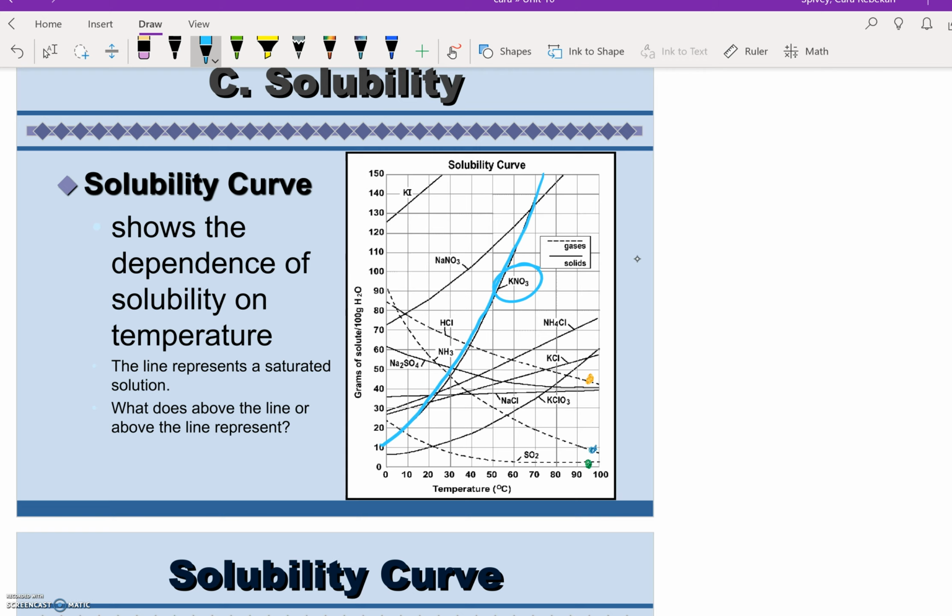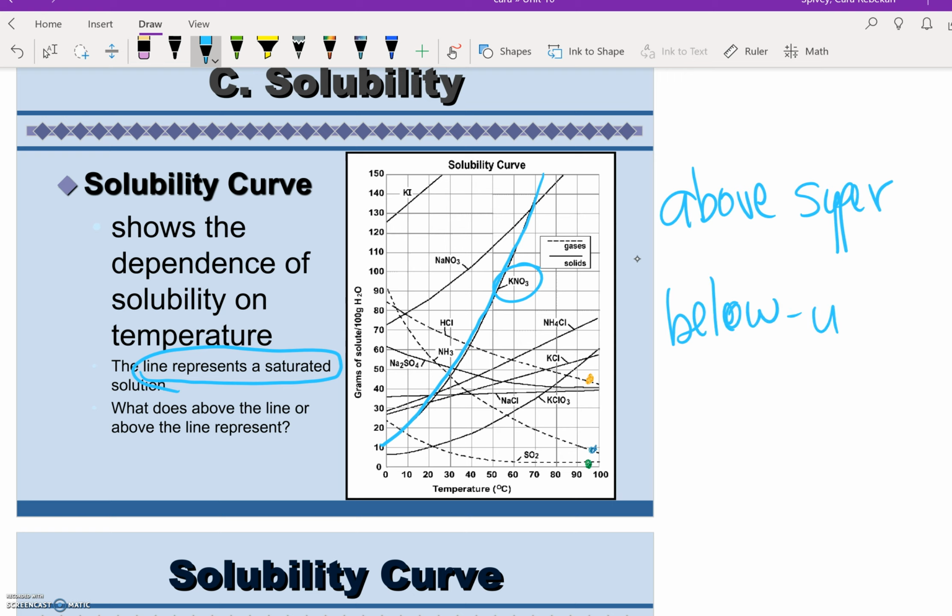If we land on the line, that represents a saturated solution. If you are above the line, you are supersaturated. I'm just going to write "super." And if you are below the line, you are considered unsaturated. Let's write "unsat." So let's say I've got a solution at 50 degrees, and I want to know how much KNO3 I can dissolve. I'm just going to follow that 50 degrees up and come over. It looks like I can dissolve about 90 grams of KNO3.